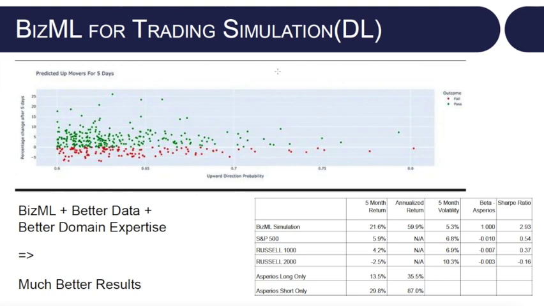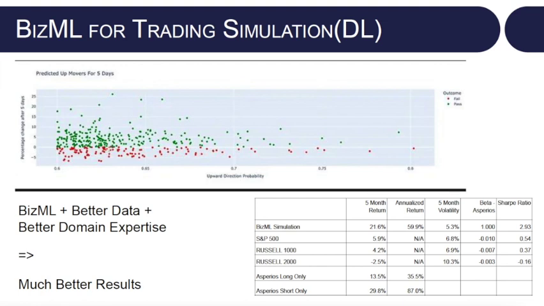Once we tried a couple of innovative approaches there, we started getting much better results, and we kept on working on it until it gave us significantly better results. In this case, essentially 70% of the stocks that we predicted would go up went up.